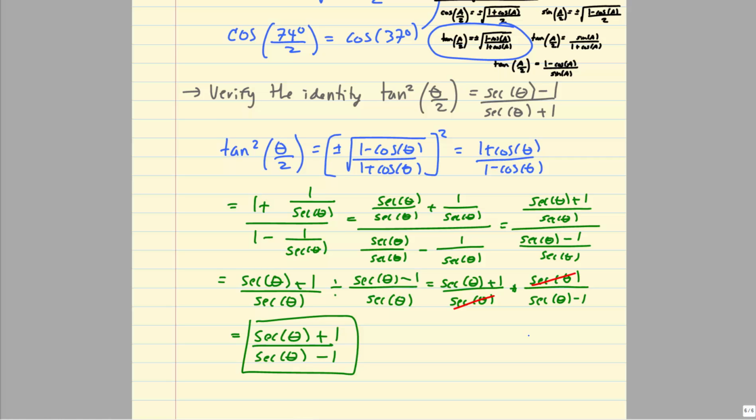So these are all examples of different half-angle identity applications.